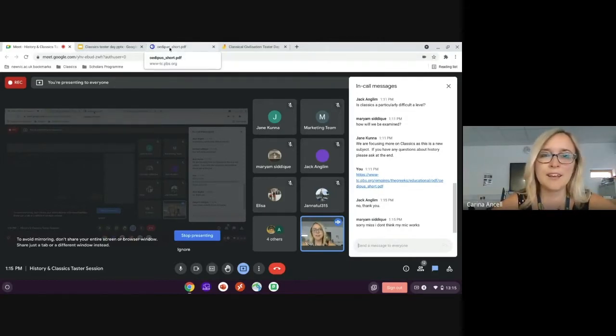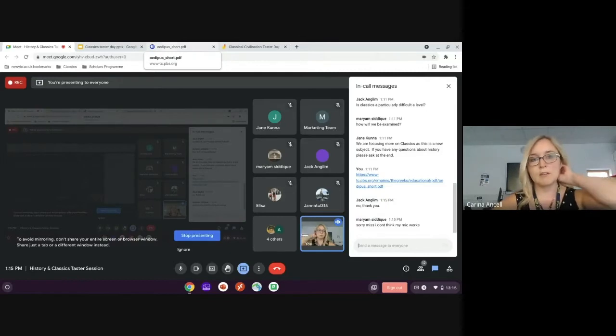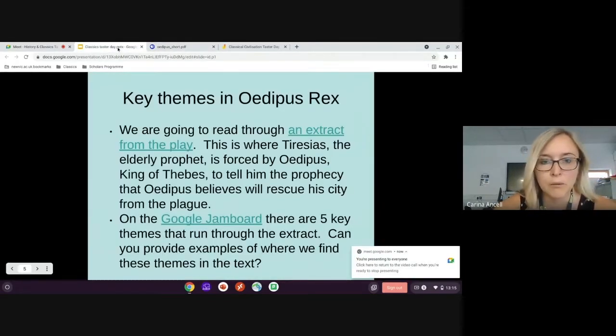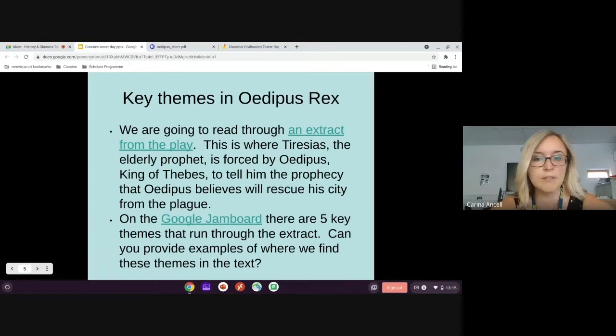I'll put the text onto the screen and then you can just follow along as we read through. As we're reading, think about what some of the key themes are that you see in the play. Basically, this part of the play is when, I'll go back quickly to the PowerPoint, this is where Tiresias, who's an elderly prophet, is being forced by Oedipus, who is the king of Thebes, to tell him the prophecy that Oedipus believes will rescue his city from the plague. This is the point at which it is revealed that Oedipus is going to marry his mother and kill his father.